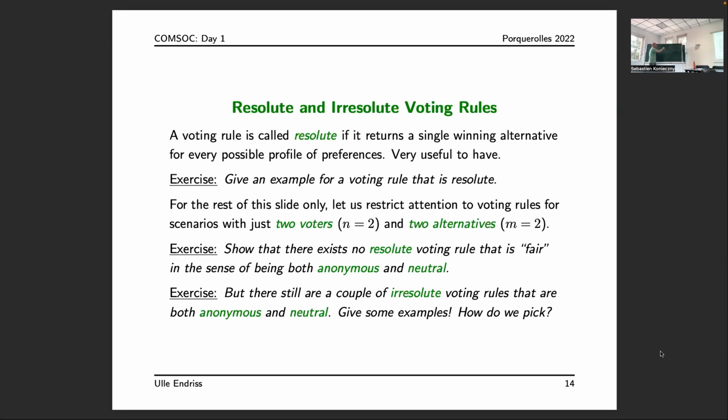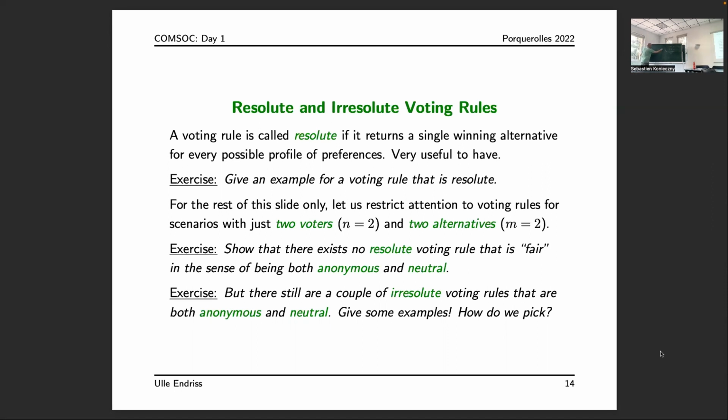So suppose we have a profile where voter 1 says A better than B, voter 2 says B better than A. For the moment, suppose in this case the outcome were A. Our rule has to make some choice. Let's think what happens if the rule makes the choice A in this case.